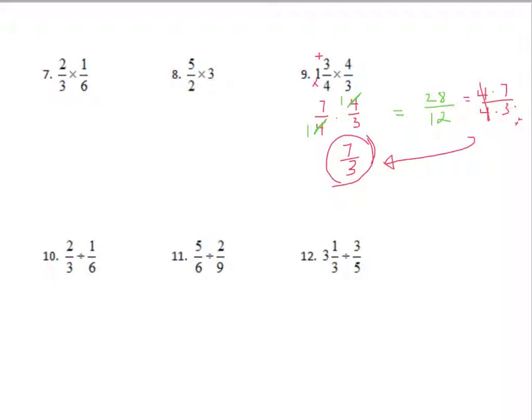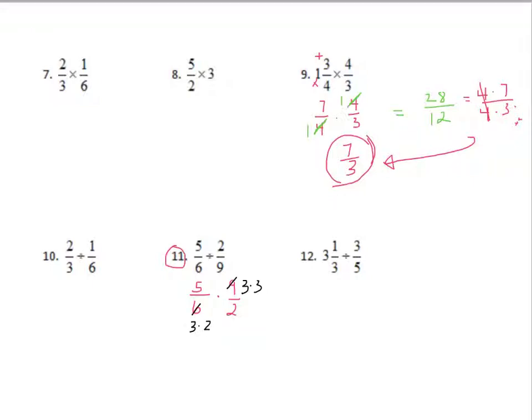Now below we have 3 division problems. The rules for division, if you remember, we use the phrase copy, dot, flip. What that means, and I'm going to do problem number 11, you are going to copy the first fraction, and instead of dividing, you are going to multiply by the reciprocal. Multiply is the dot. The reciprocal means we are going to flip 2/9 and make it 9/2. So now in this problem, we now can reduce because it's a multiplication problem. 9 is 3 times 3. 6 is 3 times 2.